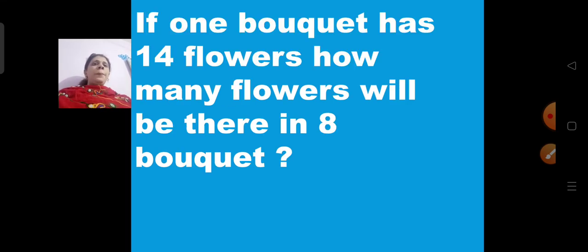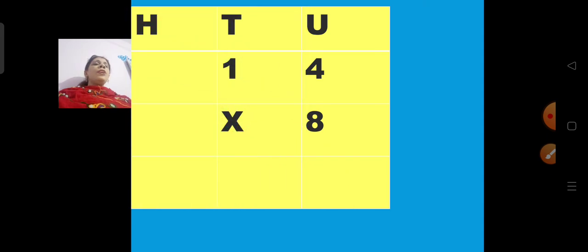If one bouquet has 14 flowers, how many flowers will there be in 8 bouquet? What are we going to do? We are going to multiply 14 into 8 to get the answer. So we are going to arrange the numbers according to their place value.